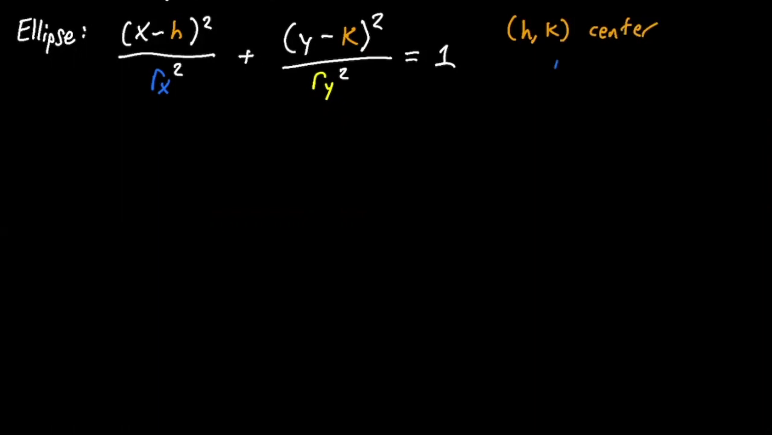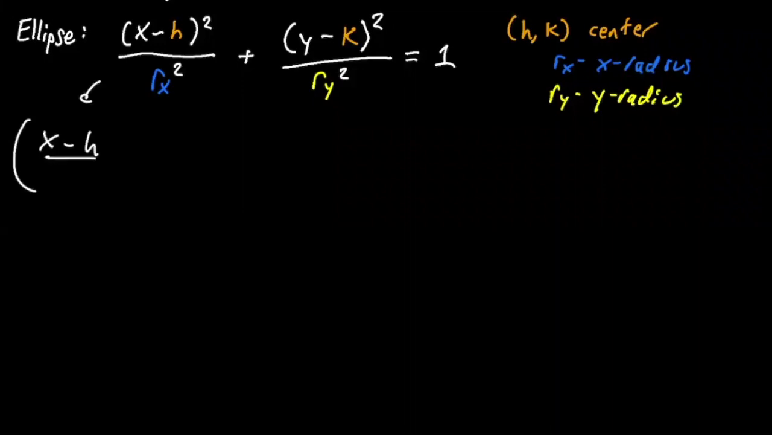Rx is just the x radius, and then ry is the y radius. Our book writes (x minus h over rx) squared, which is equivalent. It's the same thing. Because we're squaring the rx, we could just put this whole thing in parentheses and square it too. So either one of these forms works.